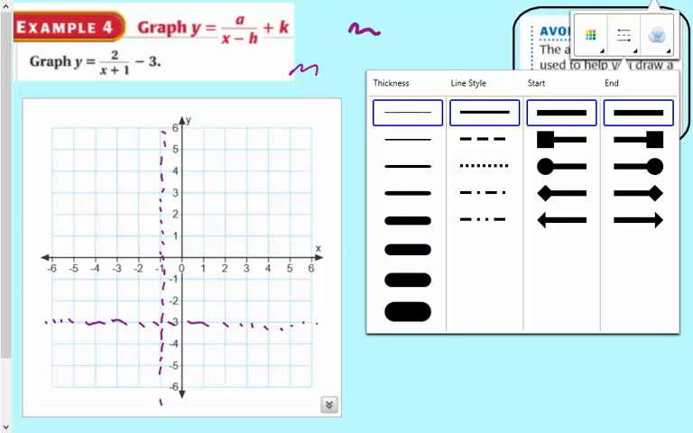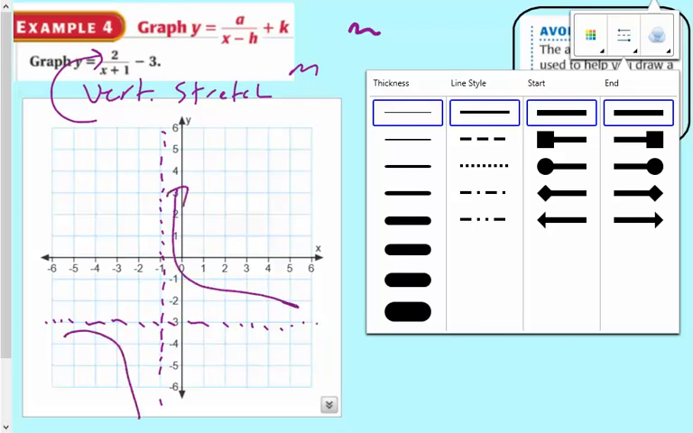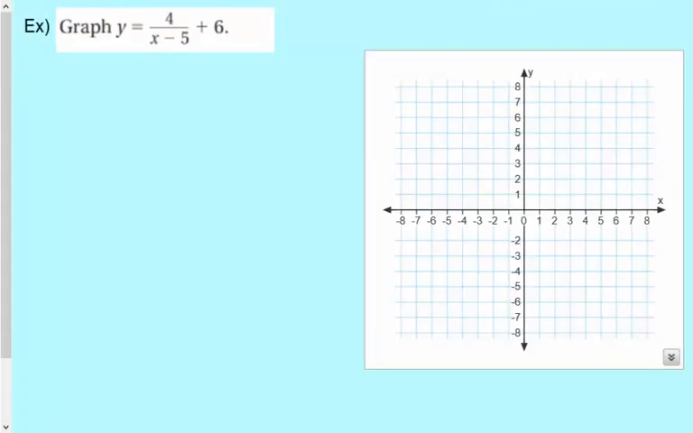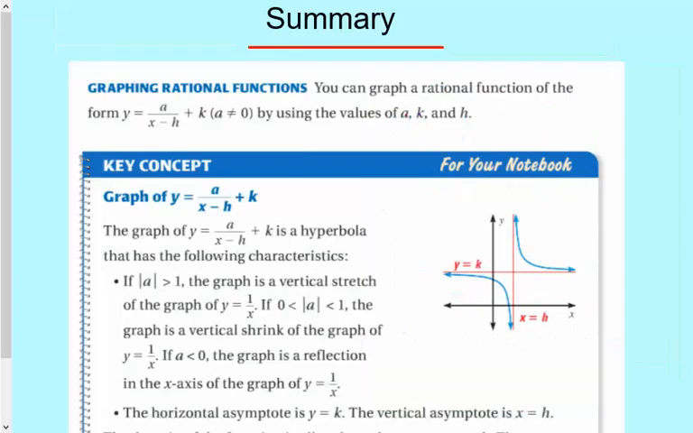This one's actually going to have a vertical stretch as well because of this 2 there. So, quick sketch, it's going to look something like that. This one's going to be left 5, or no, sorry, right 5. And this one's going to be up 6. And this one also would have a vertical stretch of 4, so this one would actually be really steep. But that's your quick sketch of that one.